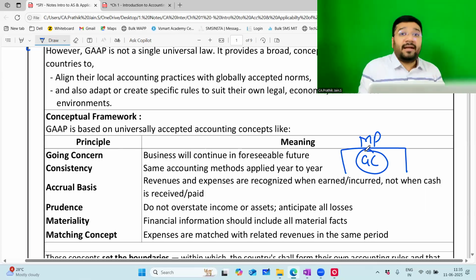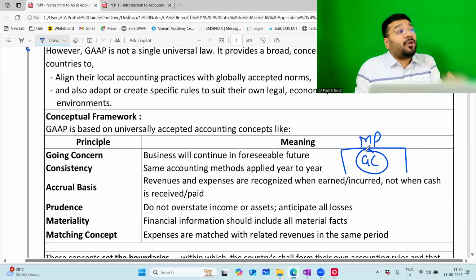So we have to make the client understand, boss, you can't do it that way. I understand there is uncertainty in the business. There's always some uncertainty in the business. But that doesn't mean that you think, okay, I'll close the business tomorrow and record everything from that point of view. So you have to keep your mind a little bit free. You have to believe that this business will run for a foreseeable future as long as you can. Keeping that assumption in mind, only then can you do the accounting.